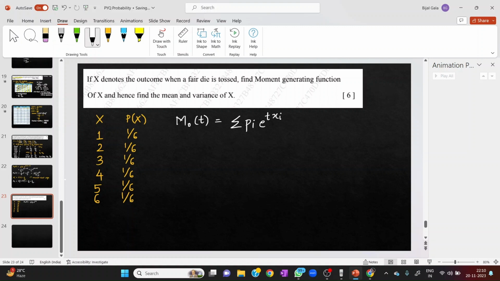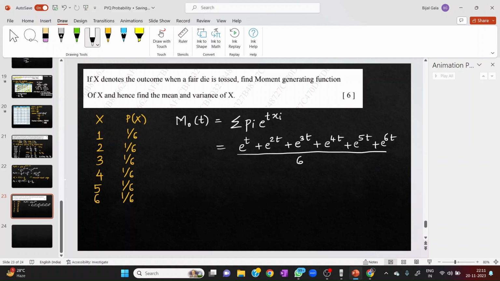So let's substitute the values. All our p_i's are 1/6. So first is e raised to 1t, x_i meaning the first value of x. Second value e raised to 2t, e raised to 3t, 4t, 5t, 6t. And all of them have a 1/6, which becomes denominator 6 here. Okay. So if this is clear, the question is asking us mean and variance.